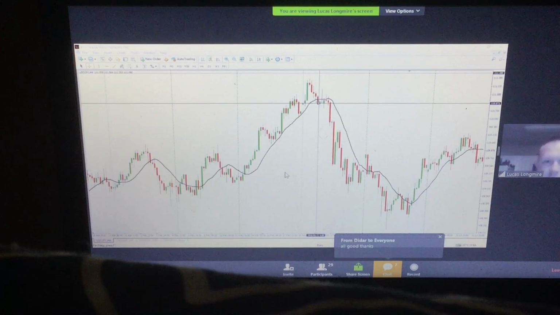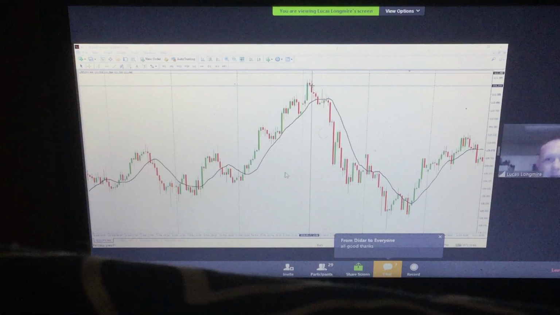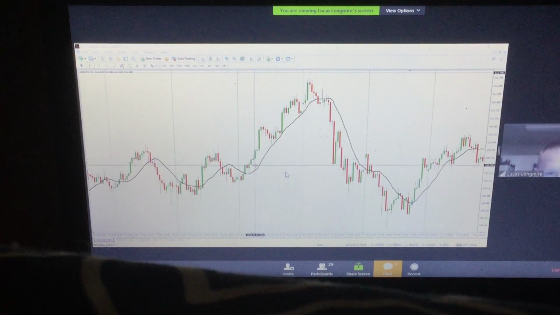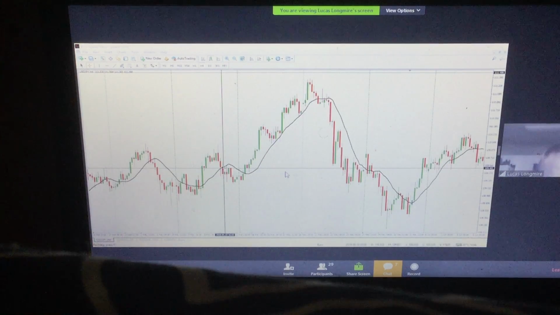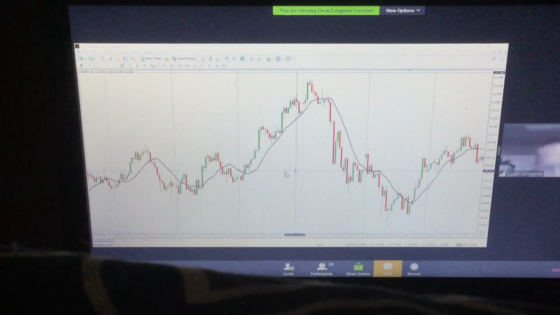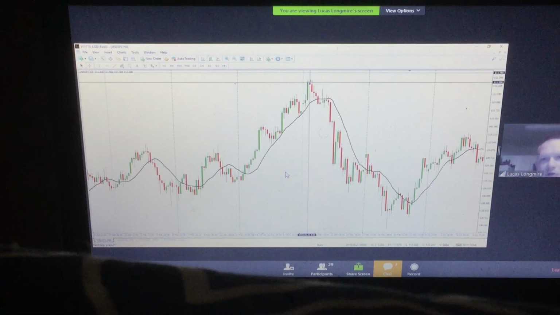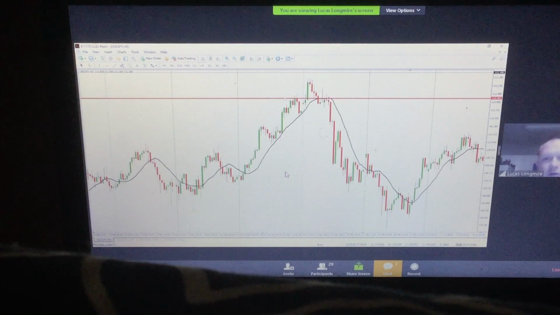All right. So we'll start, I don't know, on the 18th, 16th. So we're on the 4 hour chart. Doji here, big drop. All right, 42 pips.